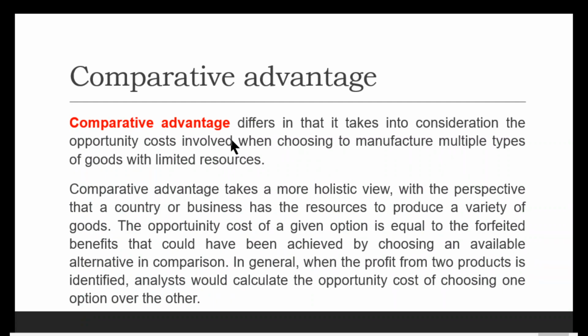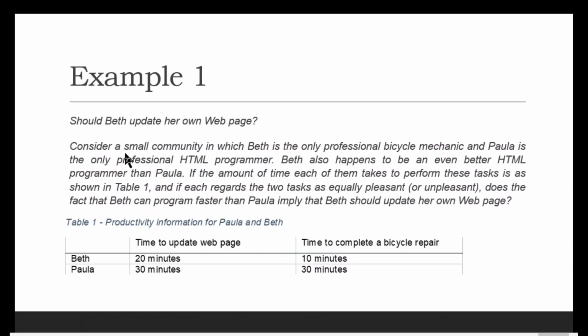Again, we have mentioned earlier that comparative advantage looks into the opportunity cost. So the opportunity cost of a given option is equal to the forfeited benefits that could have been achieved by choosing an available alternative in comparison. In general, when the profit from 2 products is identified, analysts would calculate the opportunity cost of choosing one option over the other. So let's take this example of Beth and Paula.